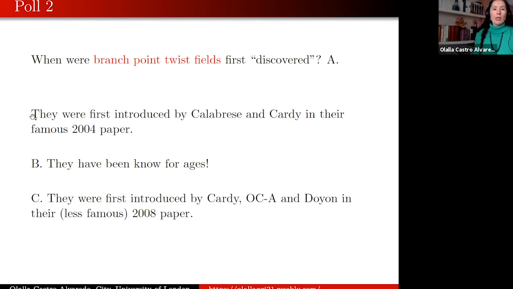So A would be the famous paper of Pasquale and John. B would be they've been known forever. And C would be that they come from our paper in 2008. So if you think it's A, I would like you to vote now for A. And don't be shy. I know that Pasquale and I are here, but we're not going to take it personally, whatever you answer, I'm sure.